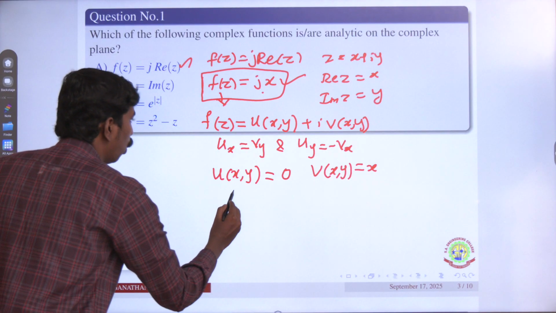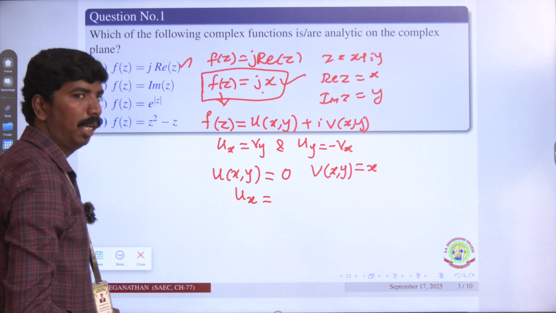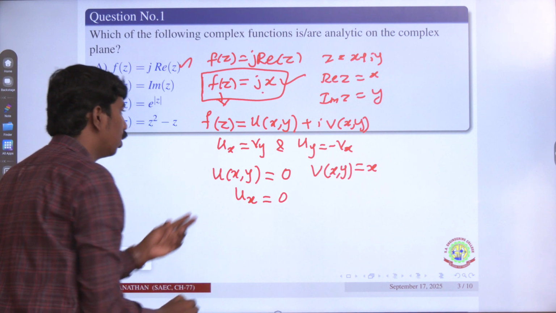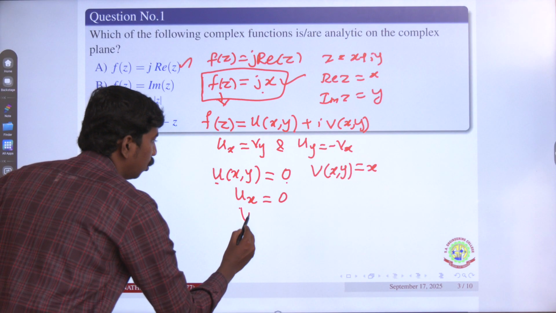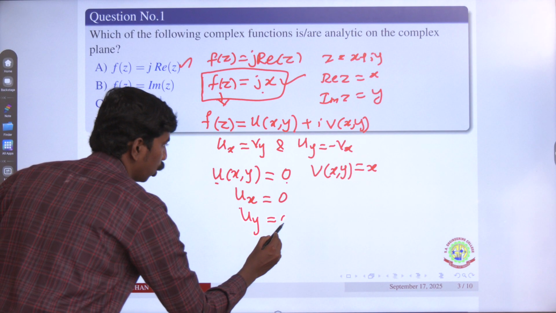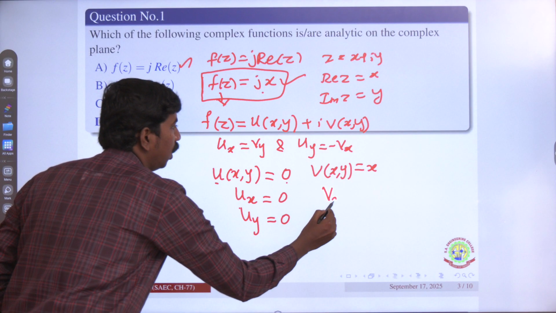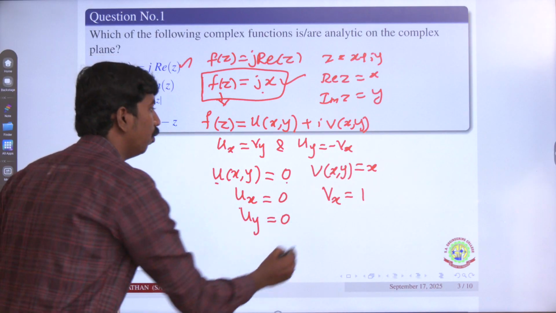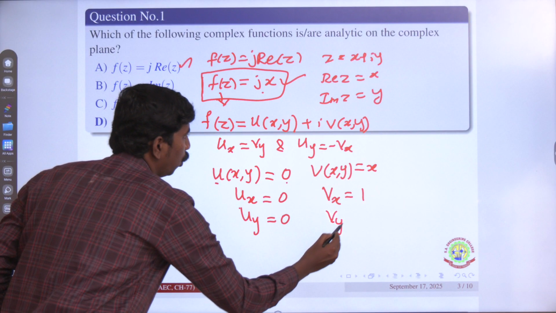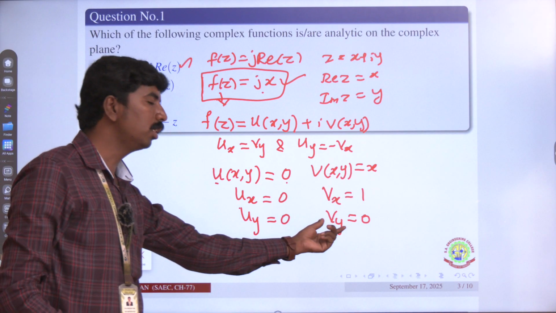So I will find out what is ux, that is differentiation of u with respect to x. ux is 0, because u is already 0, therefore ux is also 0, and similarly the differentiation with respect to y, uy, is equal to 0. And now what is vx? vx equal to 1, since v of x comma y equal to x. Then vy equal to 0, there is no y, therefore the differentiation is 0.